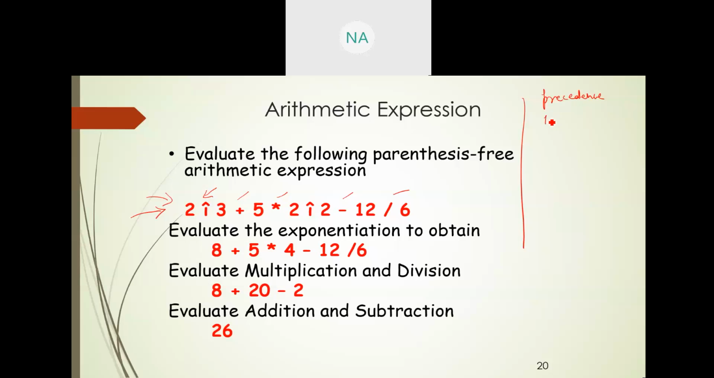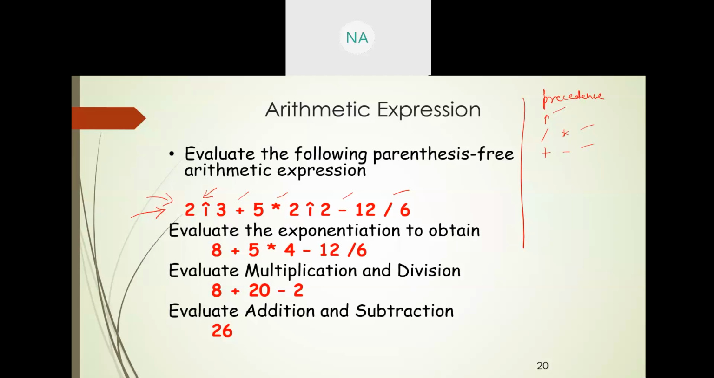The exponent operator is given the highest precedence, and after that division and multiplication, and after that plus and minus. So we define 3 levels of precedence. The highest precedence is given to the exponent operator, then division and multiplication, then plus and minus. Division and multiplication have the same level of precedence, and similarly plus and minus also have the same level of precedence.